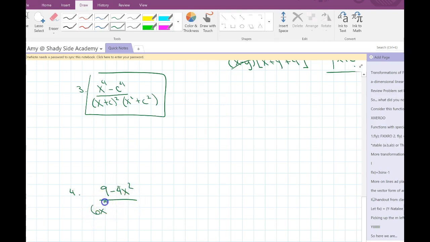6x squared minus 5x minus 6. All right, go ahead and simplify these. So for number 4, I would want domain restrictions, and for number 3, I do not. Go ahead and simplify those, and then replay me for the answers.